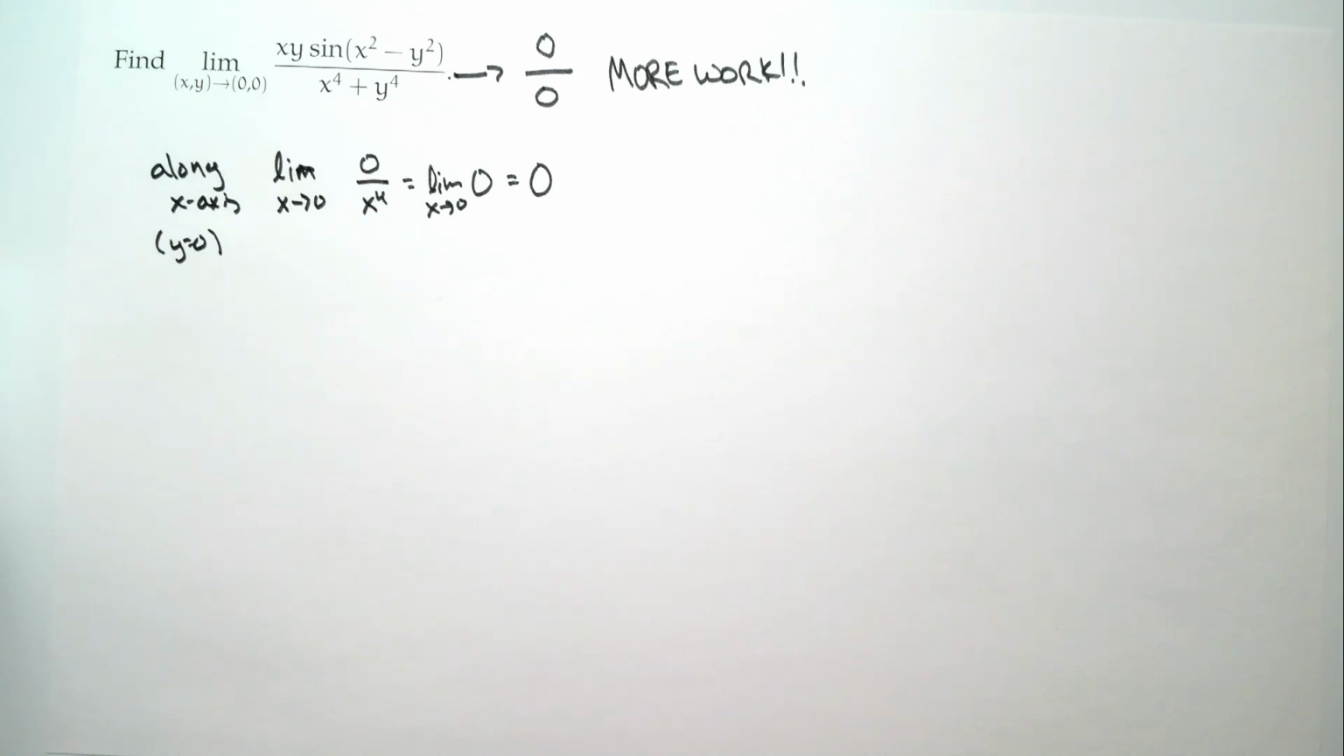Y equals x squared. Yeah, I'm not going to do that. Well, we tried y equals x. That's going to give us a 0 upstairs. Anything that's 0 constantly upstairs is not going to work.